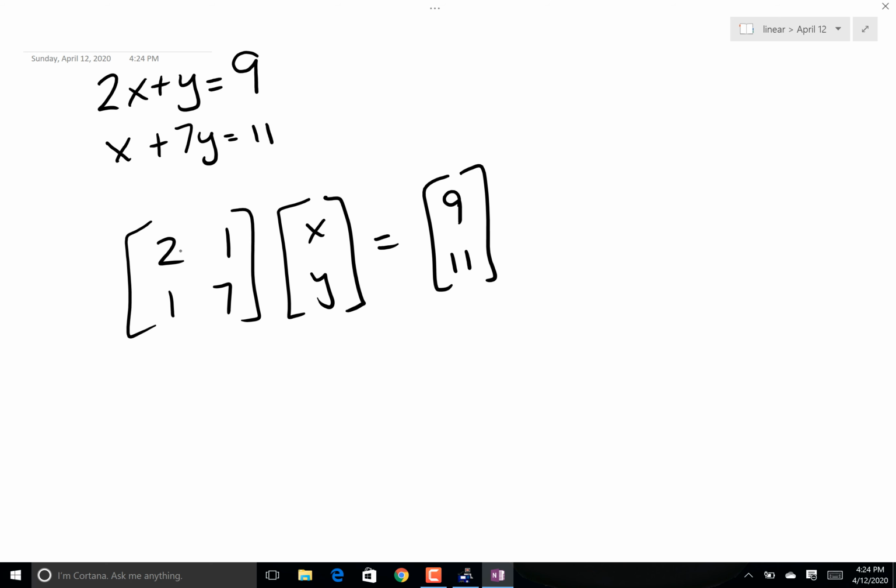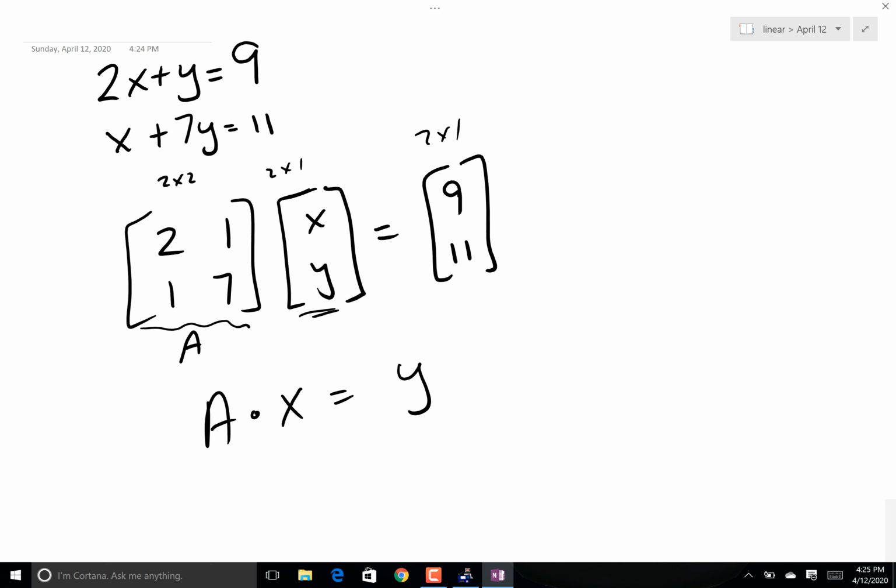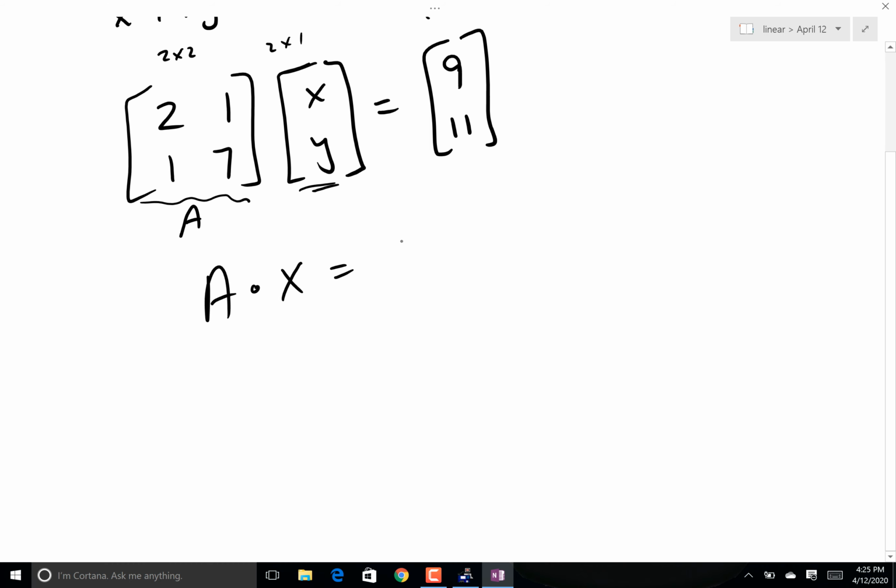So I take a 2 by 2 matrix of the coefficients times a 2 by 1 matrix. A 2 by 2 times a 2 by 1. What do you get? Well, you get a 2 by 1. If I was to solve for this guy right here, I'd need to get rid of this guy. So what I need to do is multiply by, let's just call him A. If I have A times X equals Y, I need to multiply by A inverse.